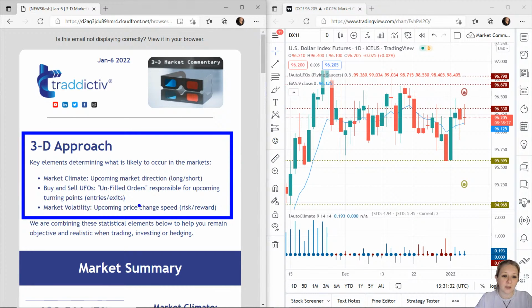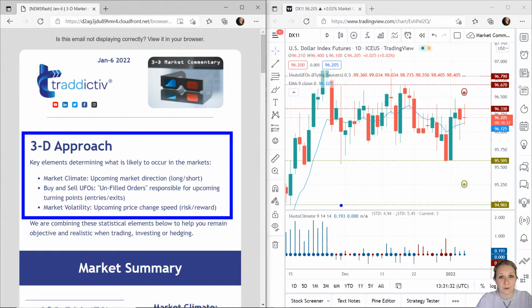We then come and look at buy and sell UFOs. UFO stands for unfilled order, but essentially what we're looking at here are where are lots of buyers and where are lots of sellers. Now, why do we want to know that? Because lots of buyers are likely to push the price up. Lots of sellers are likely to push the price down. So we want to know where they are specifically, so we can figure out more specifically where we also buy and sell. Now again, we use an app for this.